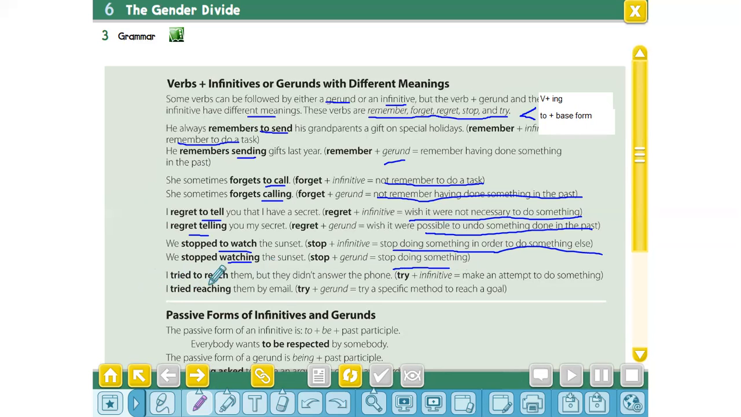I tried to reach them, but they didn't answer the phone. Try plus infinitive means make an attempt to do something. But I tried reaching them by email. Here try is followed by gerund, which means try a specific method to reach a goal. You understand, my dear students?